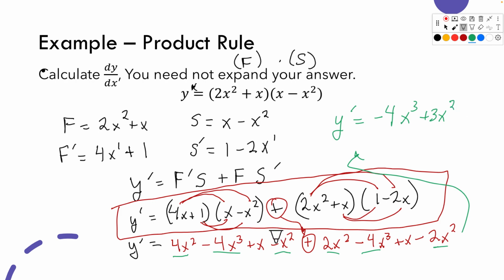And again, what do we have left? We have the x's. We've got a plus x and a plus x, so that gives us plus 2x. Okay. Did I do that right? Because I get.